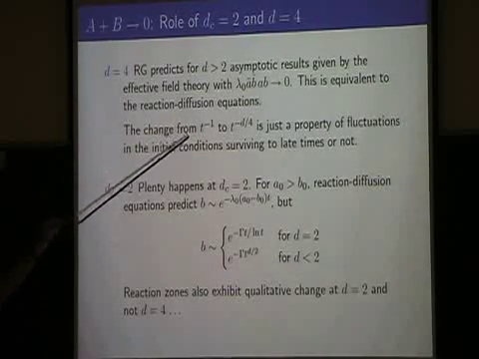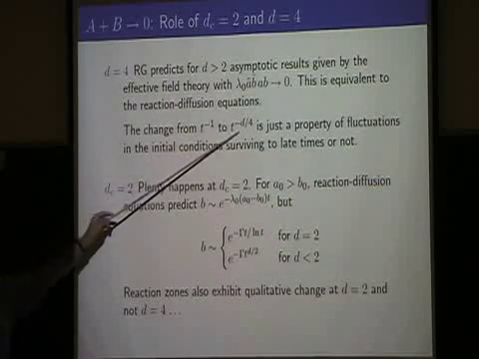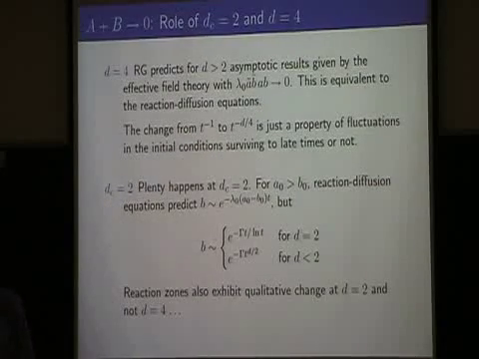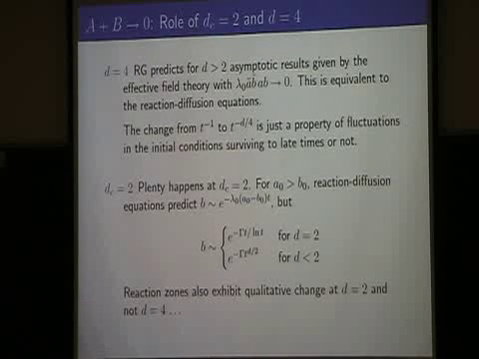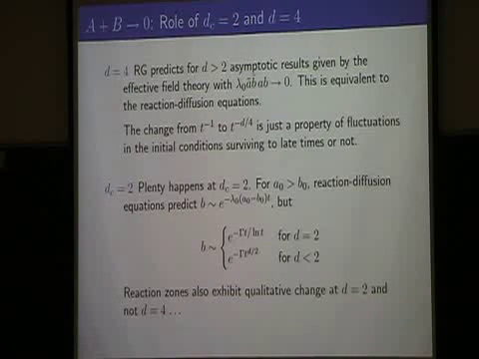That theory, the reaction diffusion equations, predicts this change in D equals 4. And it's just a property of whether the fluctuations in the initial conditions propagate through the conservation law to dominate at late times or not. That's all that's going on. It's a switch from one reaction diffusion equation behavior to another reaction diffusion.